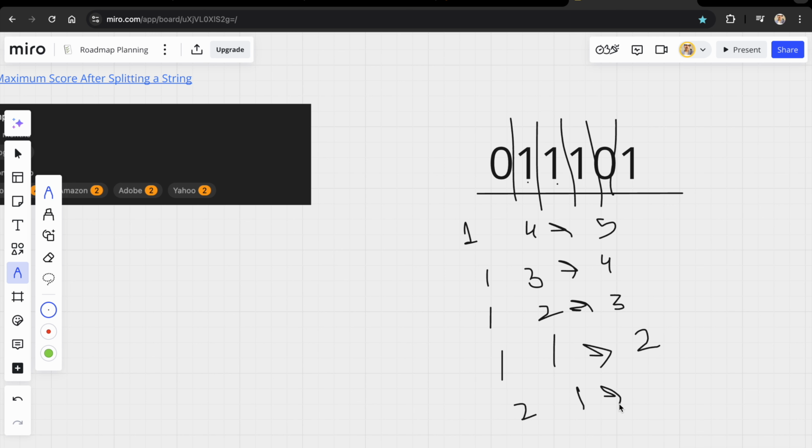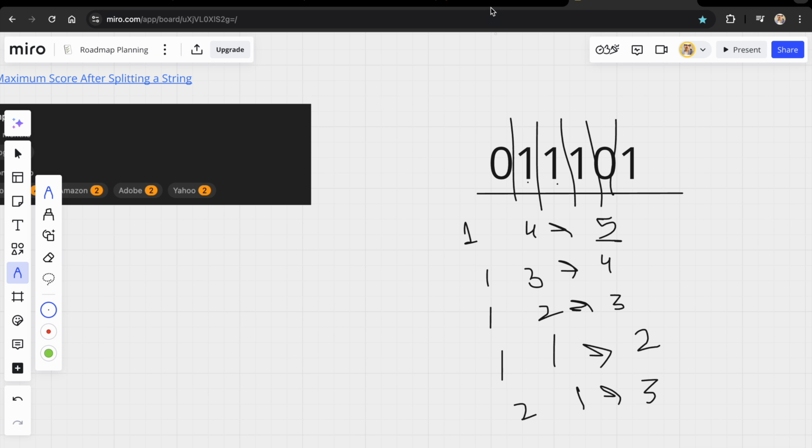Which is 3. And we can't make a split here because we need non-empty substrings on the left and right-hand side, and we have to consider the maximum one. So if you see, the maximum one is 5, so we have to return the answer as 5.